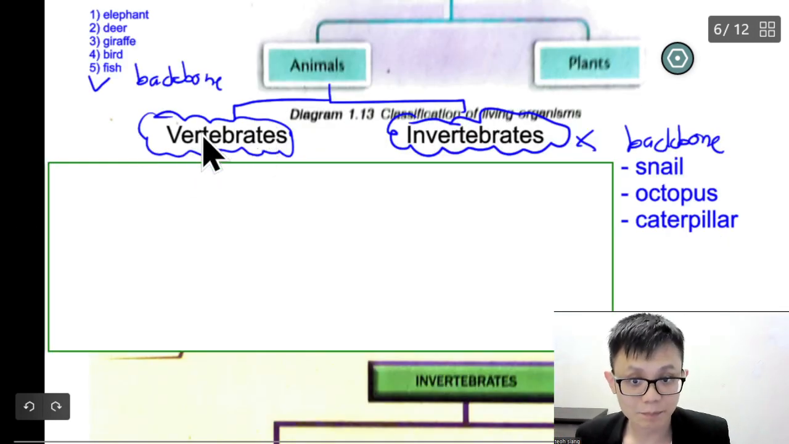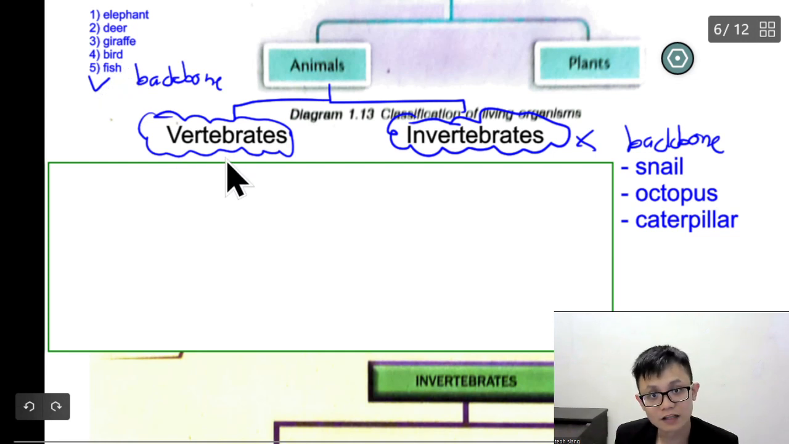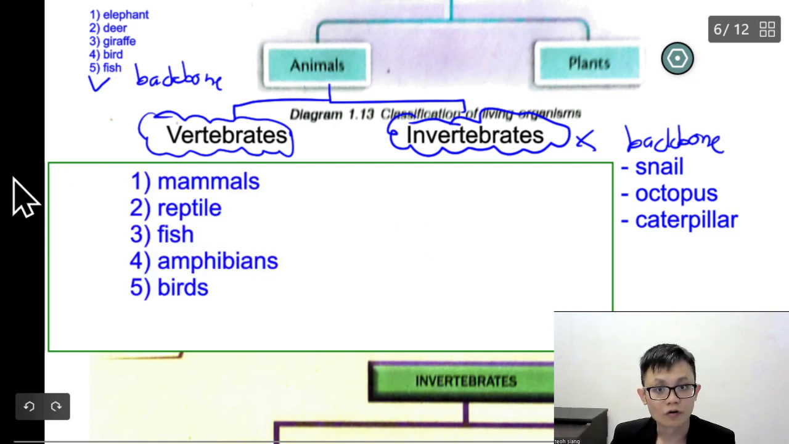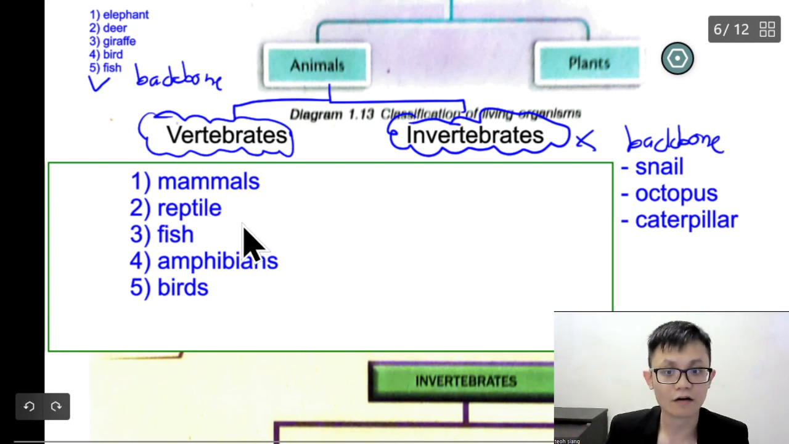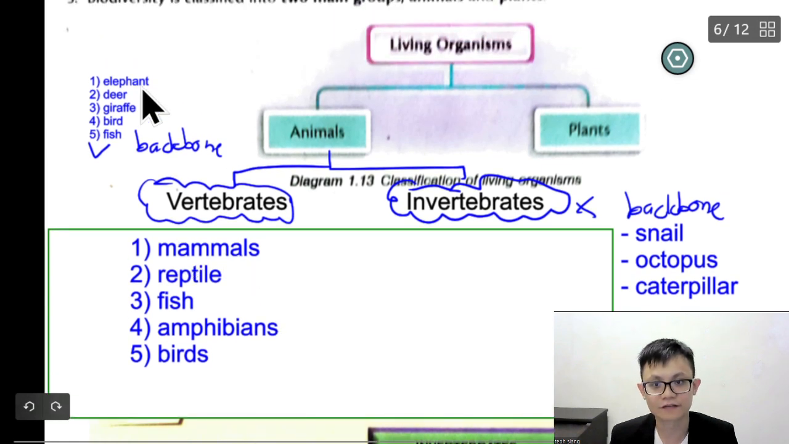There are a few examples of vertebrates, like elephant, deer, giraffe, bird, fish, and so on. Vertebrates are divided into 5 categories. What are the 5 categories? It is mammal, reptile, fish, amphibian, and bird. Of course, elephant is a mammal, deer is a mammal, giraffe I think is a mammal, bird is a bird, of course, and fish is fish. So these are the animals with a backbone, or we call them vertebrates.